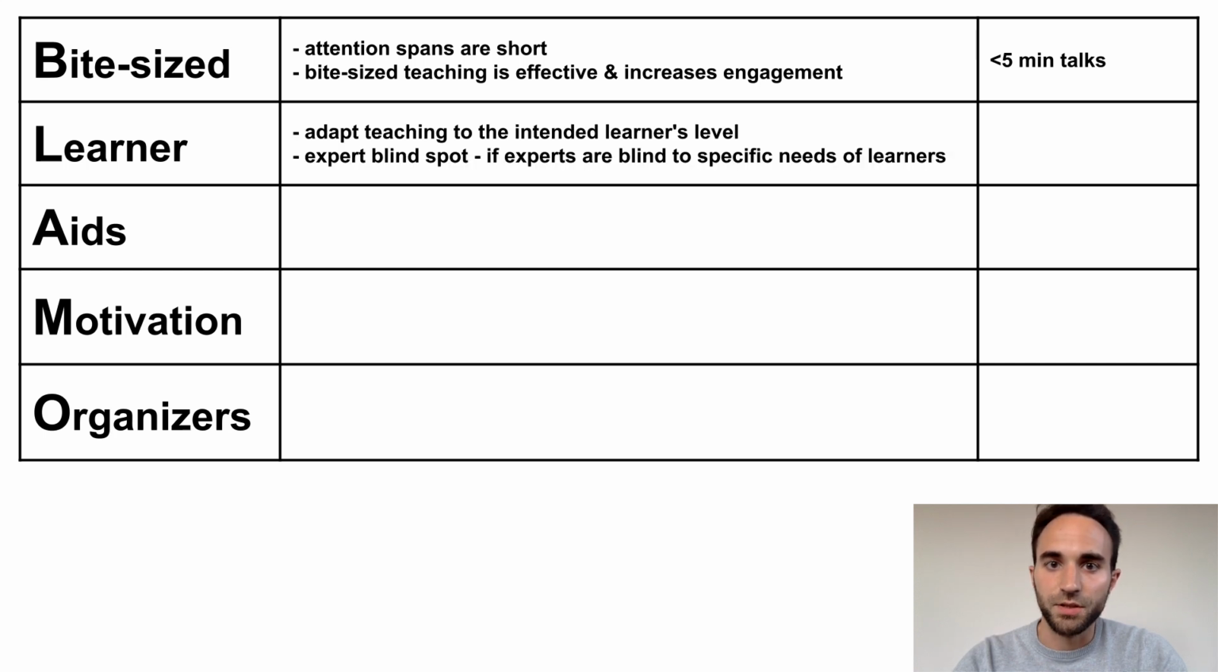The second principle is learner, which means that I keep the intended learner in mind when I am designing a talk, and adapt my teaching to that intended learner's level. Unfortunately, experts often fall prey to expert blind spot, meaning that due to their expertise, they may no longer be in touch with the specific learning needs of students. To avoid this, when designing a talk, I try to take on the perspective of the learner.